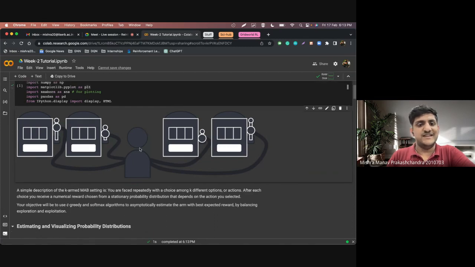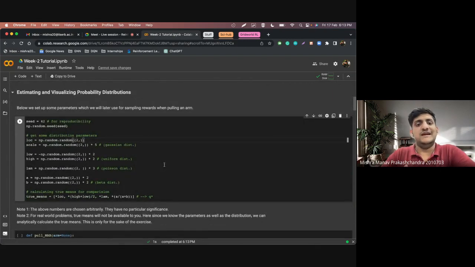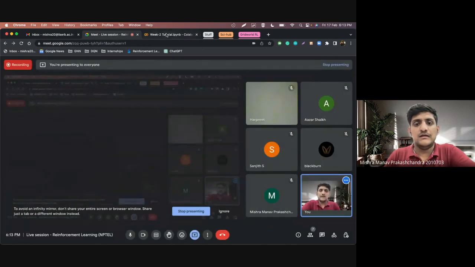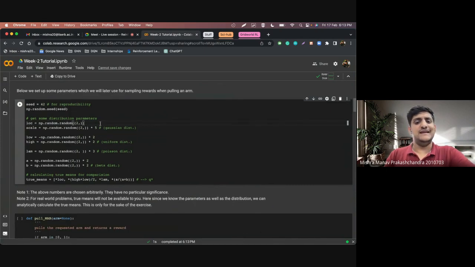Okay. First, we import the libraries. This is done. Then first of all, we want to estimate and visualize some probability distribution functions. So we set up a random seed, and then I define the parameters for some distributions. These parameters that I've taken are random. For the Gaussian distribution, I'm randomly selecting 2 mu and 2 sigma, so I have 2 Gaussian distributions. For the uniform distribution, I am specifying the low and the high. The two arms follow a uniform distribution kind of reward. Then there are 2 arms following the Poisson distribution, with the lambda parameterization. And for the beta parameterization, there are the A and the B terms.